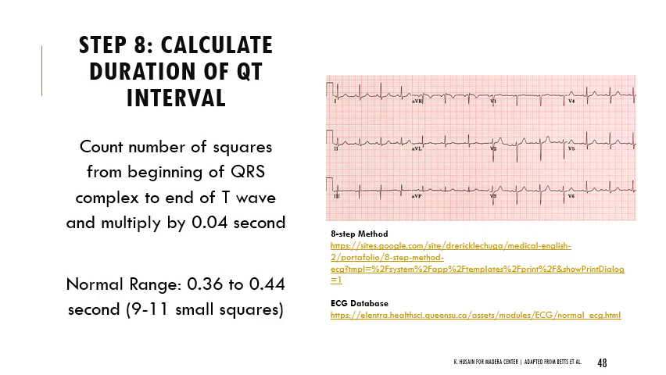Finally, you calculate the actual QT interval. You count the number of squares from the beginning of the QRS complex to the end of the T wave, multiplied by 0.04 seconds. Again, the normal range is 0.36 to 0.44 seconds, or 9 to 11 small squares. Remember that this one is very important. There are a lot of medications that affect the QT interval, so it's worth knowing whether your patient is taking any of those medications and paying attention to the ECG. If you have any issues with that, it can lead to sudden death, so it's definitely something to look out for. Okay, so that was the 8-step method.